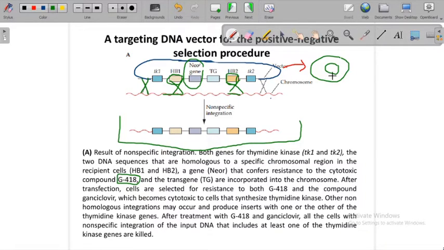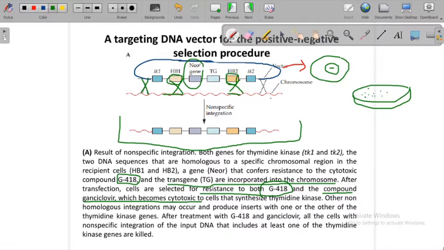If we are culturing the transfected cells and selecting them on the petri dish, which cells do we receive generally? The cells which have the neomycin resistance gene. Next, the transgene is incorporated into the chromosome. After the transfection, cells are selected based on resistance to both G418 and ganciclovir, which becomes cytotoxic to cells that synthesize thymidine kinase.